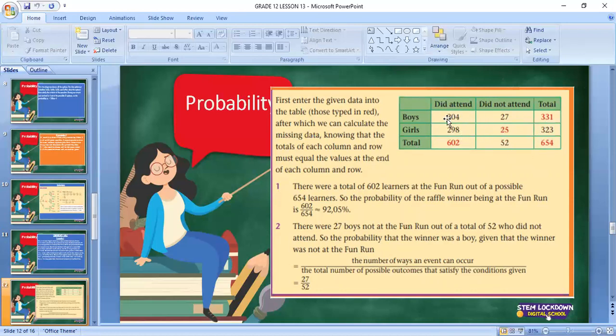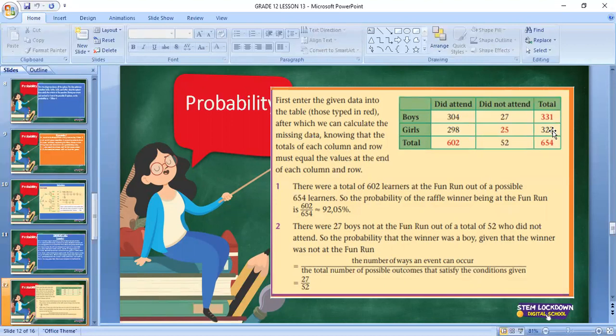How do we complete the table? We know that when you add all the rows, it must add up to 331. And when you add all the columns, you must get 602. So now here we have 654, and then here we have 331. The first thing to do is to subtract these to give us what? 654 minus 331 will give us 323. So subtracting these two, we get 323.